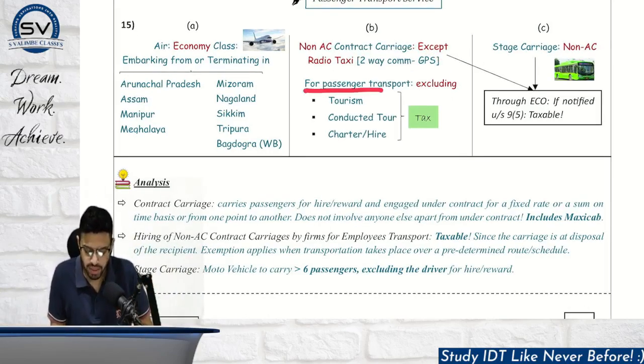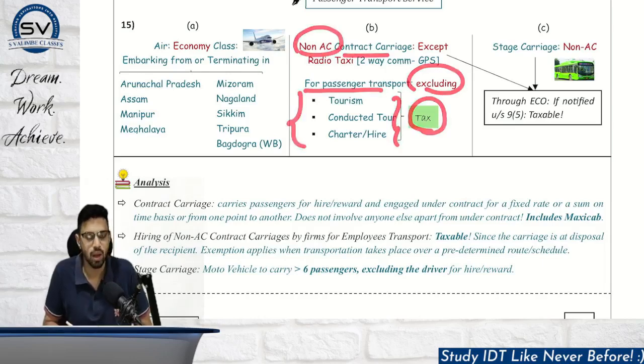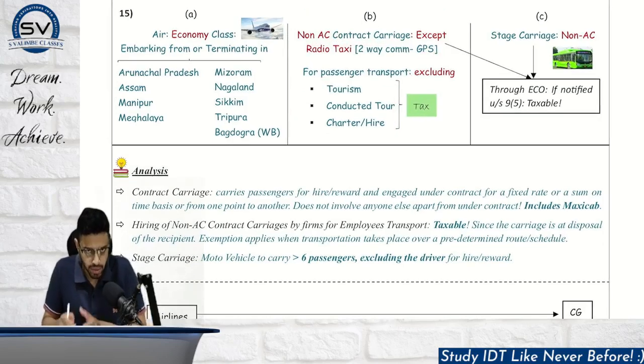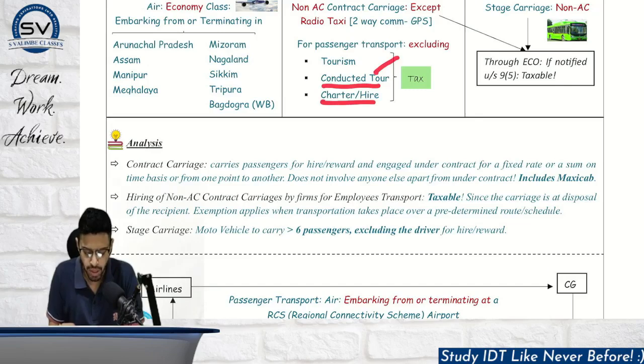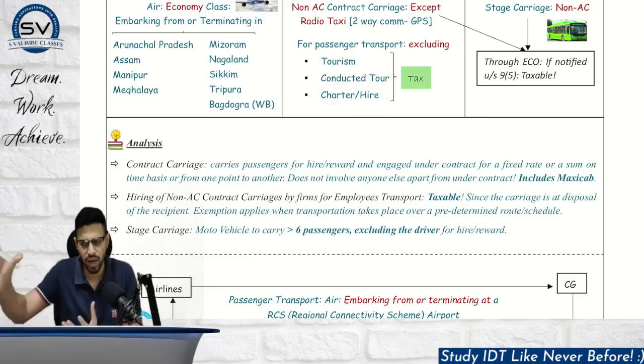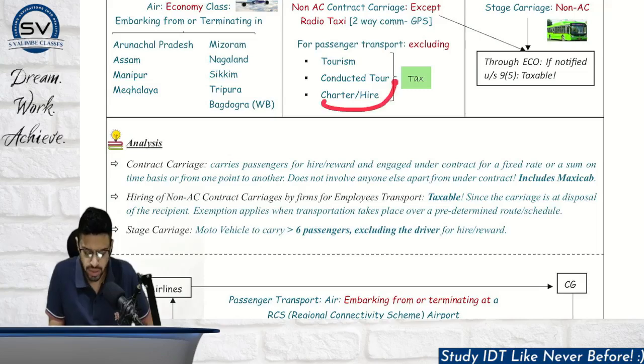It is for passenger transport, but if the non-AC contract carriage is for these 3 purposes, it will be taxable. Why? Understand the logic. Read which are taxable, and you will automatically understand why they have been made taxable. Tourism: there is no need to grant any exemption, right? Tourists can afford the GST. They should not be granted any exemption. Conducted tour or charter hire: charter means someone is hiring on a private basis, and a conducted tour is organized for that particular group of passengers. So for these 3 purposes, GST will always be leviable.